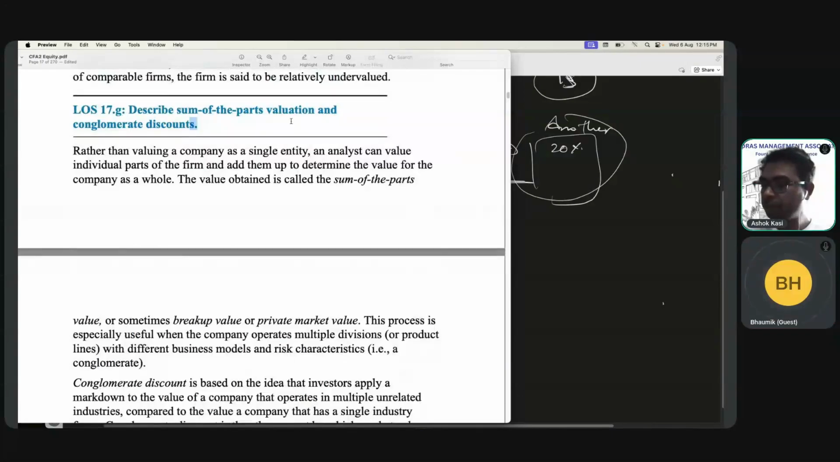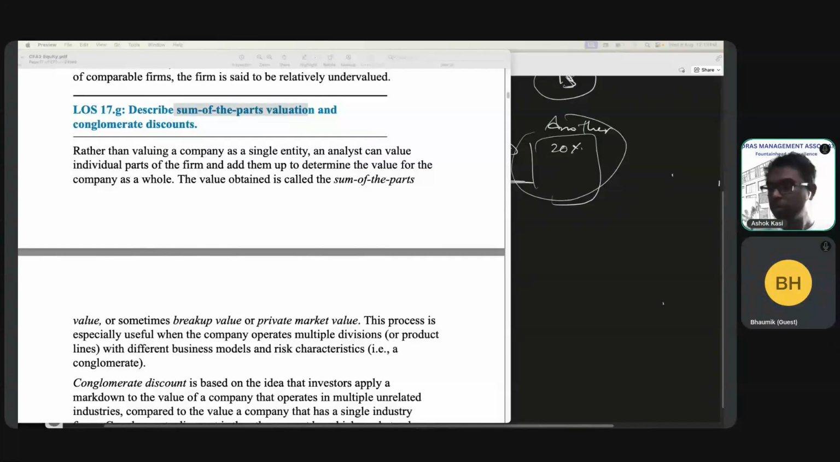Describe sum of the parts valuation and conglomerate discount. Sum of the parts valuation is what you use for conglomerate companies, where one company is into multiple products or multiple sectors.